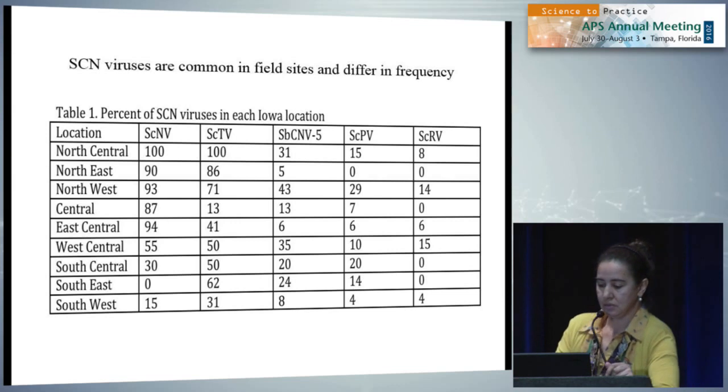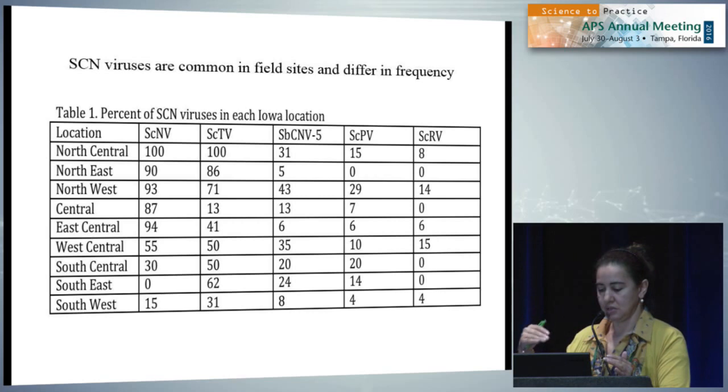One of the regions that we had many samples, hundreds of samples. We were collaborating with Greg Tylka from Iowa, and thanks to him for providing the samples. So Iowa was divided into different regions, and we looked at the prevalence of the nematode in those different regions. And as you see from this table, the viruses have different prevalence; this is actually the percentage of viruses determined in 100 samples.